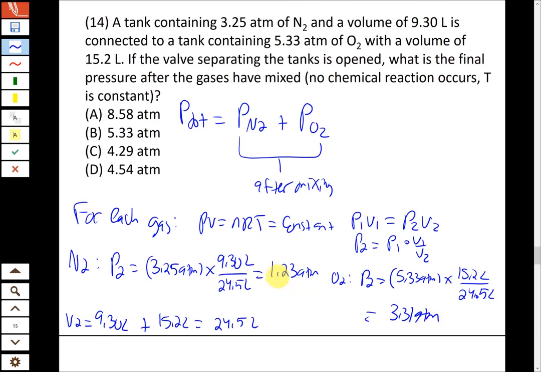So now we have the two partial pressures after mixing, 1.23 and 3.31, and we just need to add those together to get the total pressure. So 1.23 atmospheres for nitrogen, 3.31 for oxygen. It doesn't matter that they're two separate gases, the pressures are still additive, and we get 4.54.